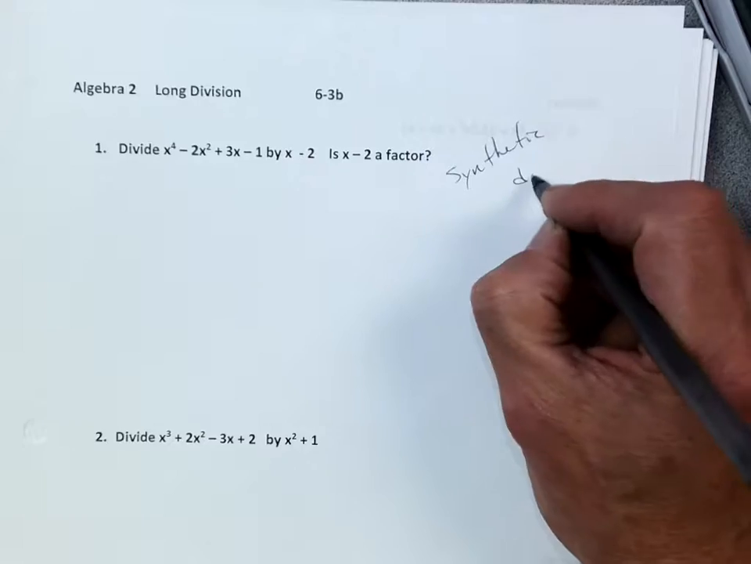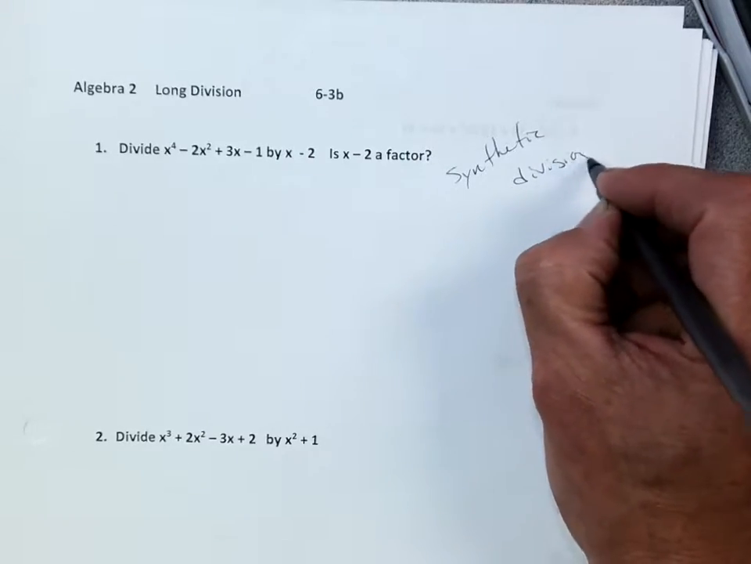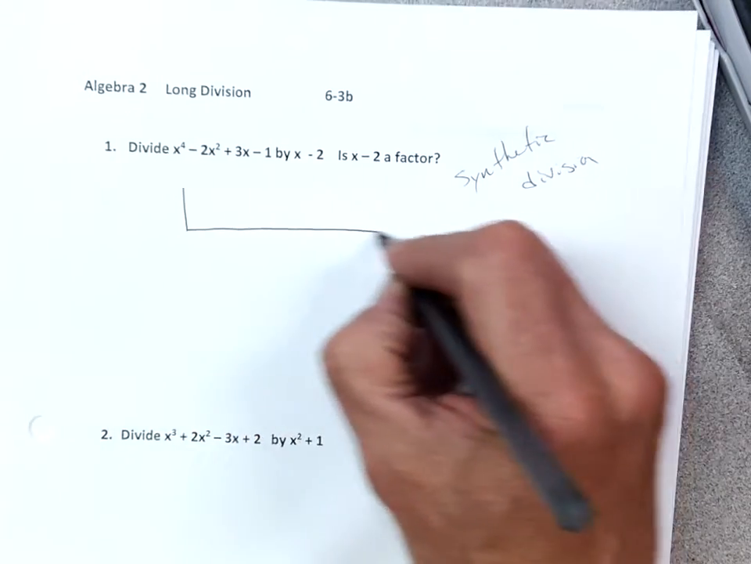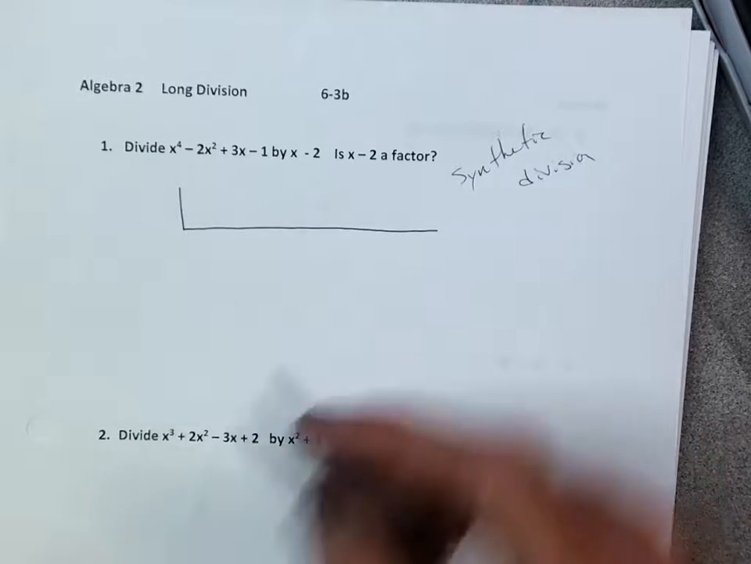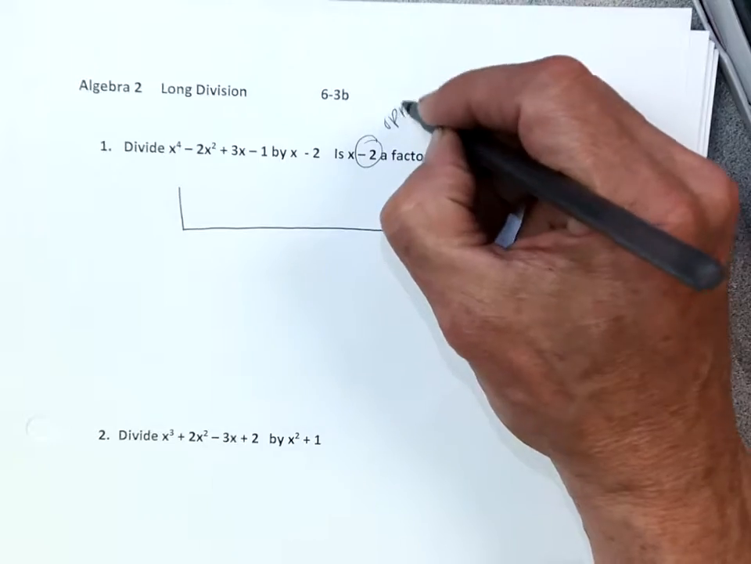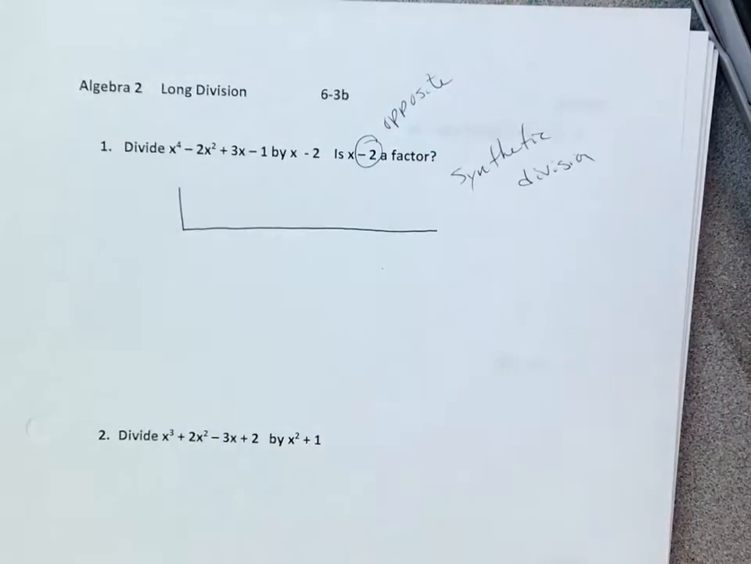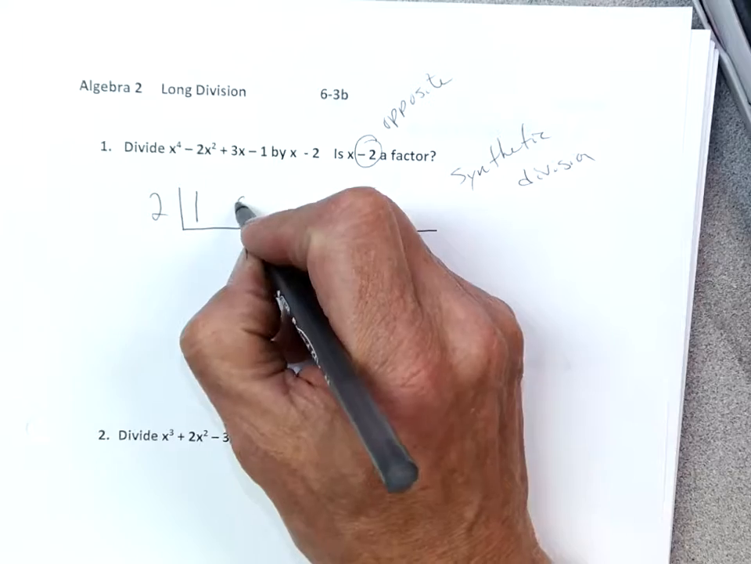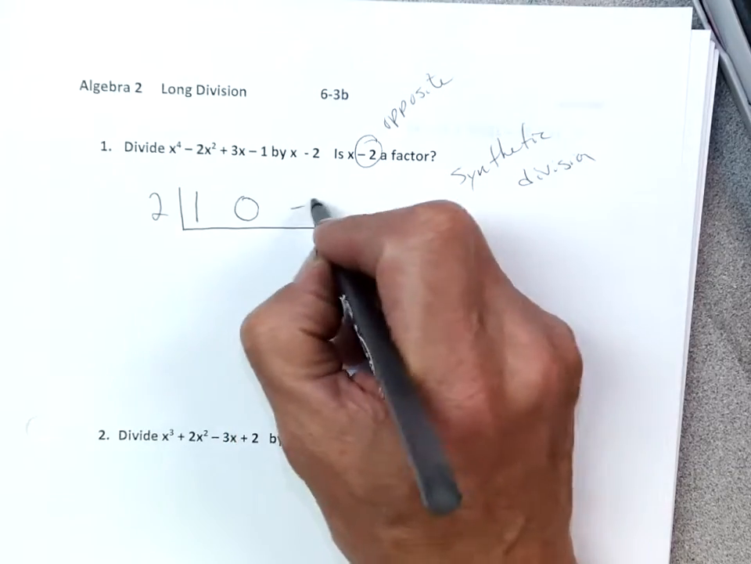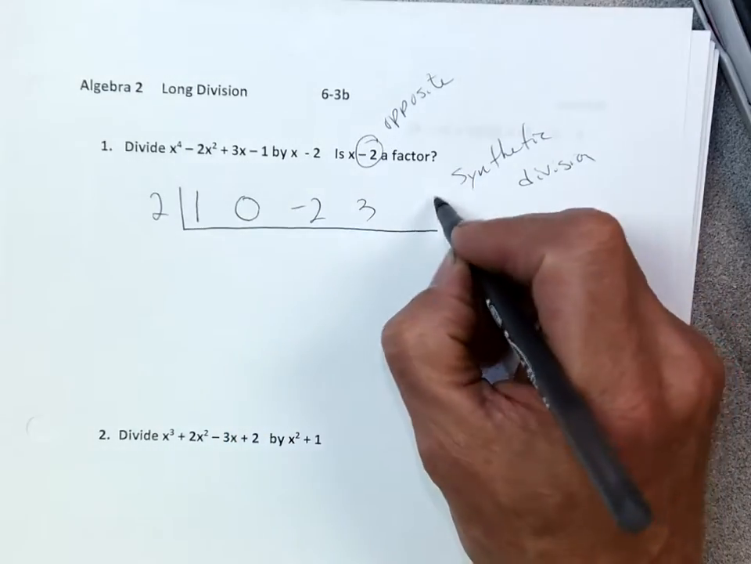Synthetic division. I like that because that means I'm going to do my upside down box, right? You guys remember that? And I'm going to divide by the opposite of that, so I'm going to put 2 there. But when I do synthetic division, I don't use the x's. We just ignore them, but we know they're there. So I'm going to go 1, 0, negative 2, 3, 1.